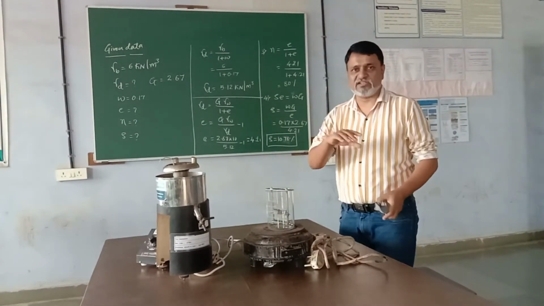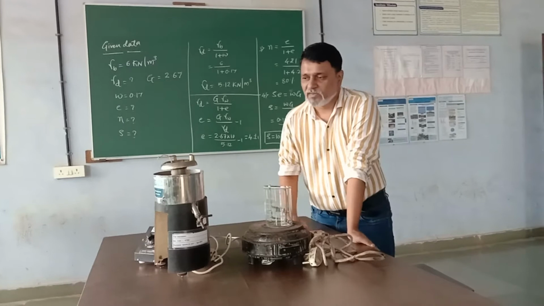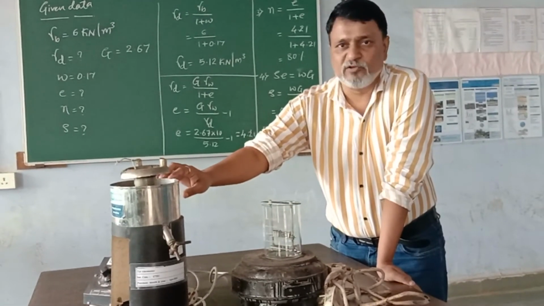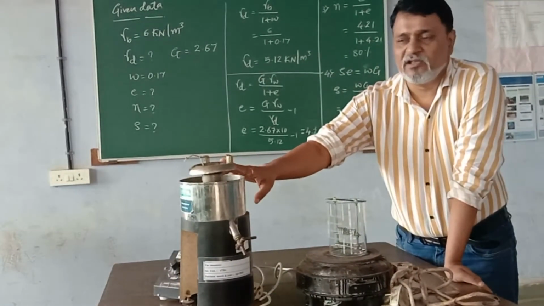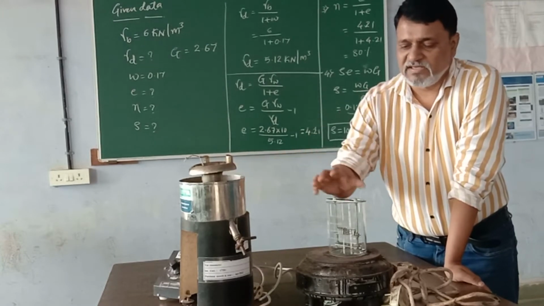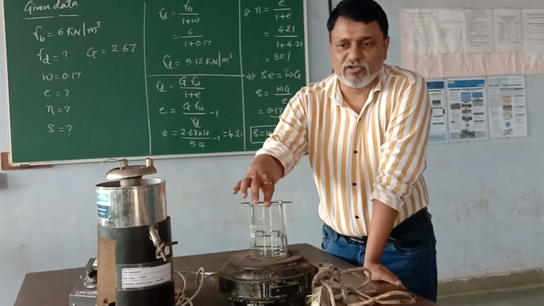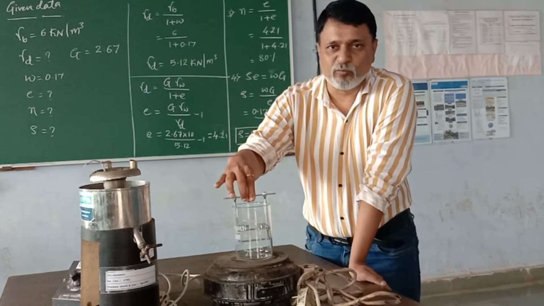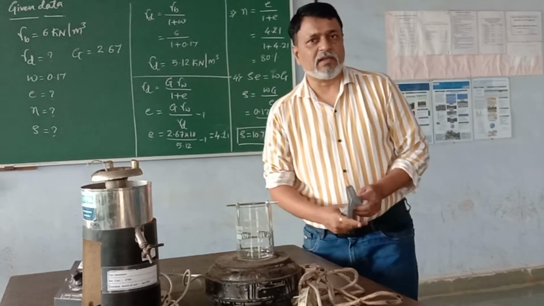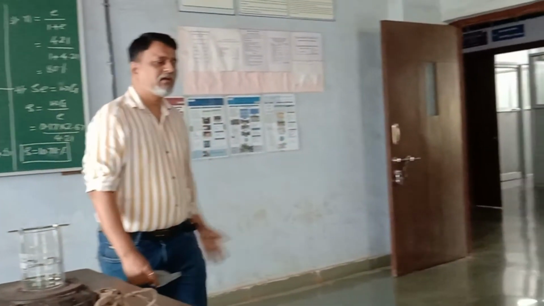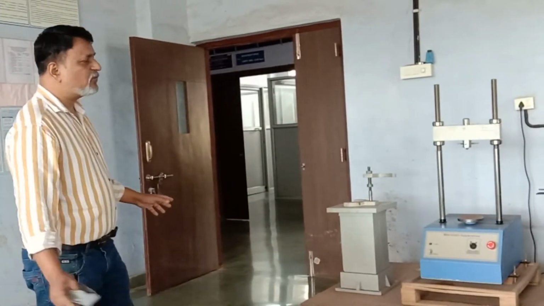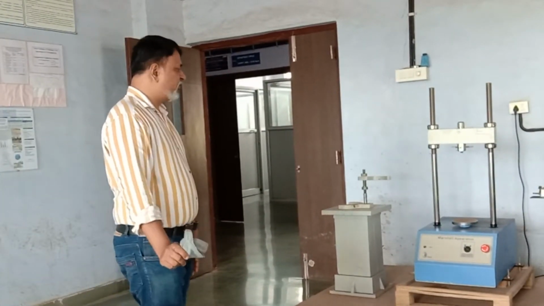This is the transportation lab, as you are already aware. This is the equipment which will be used to find out the flash point of the bitumen. This is the equipment which is used to find out the softening point of the bitumen. Then let us go to the next equipment. Right now we have covered two experiments related to the bitumen.